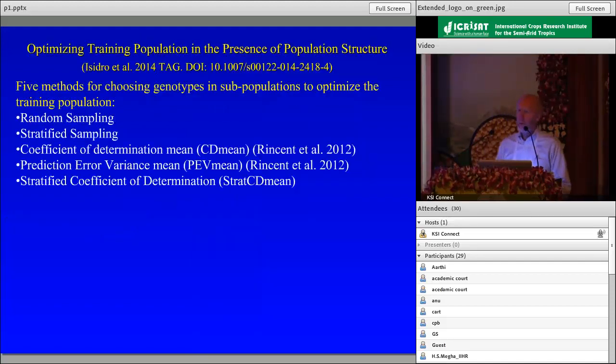Okay, so the next project that we set up was to investigate the importance of population structure in our genomic prediction accuracy. For this, we chose 5 different approaches to sampling subpopulations. That included random sampling, stratified sampling, the coefficient of determination mean, which maximizes the contrast between genotypes, the prediction error variance mean, which minimizes the error associated with predicting genotypic values, and then a combination of stratified sampling and coefficient of determination called strat CD mean.